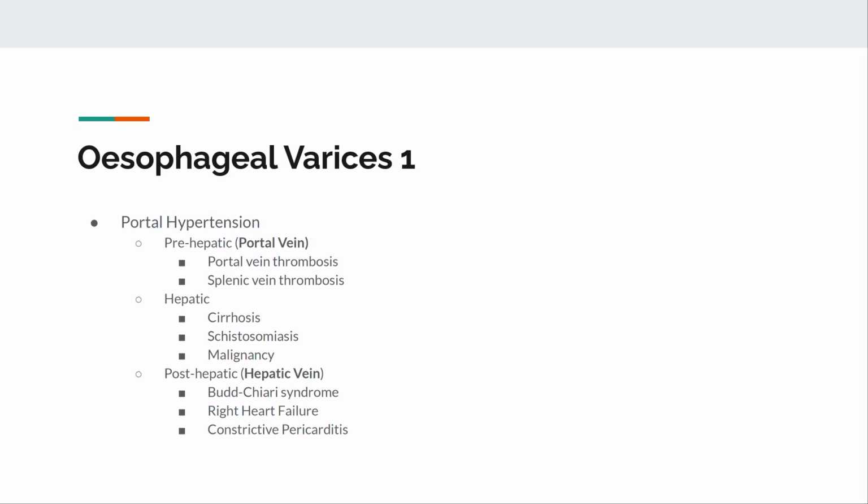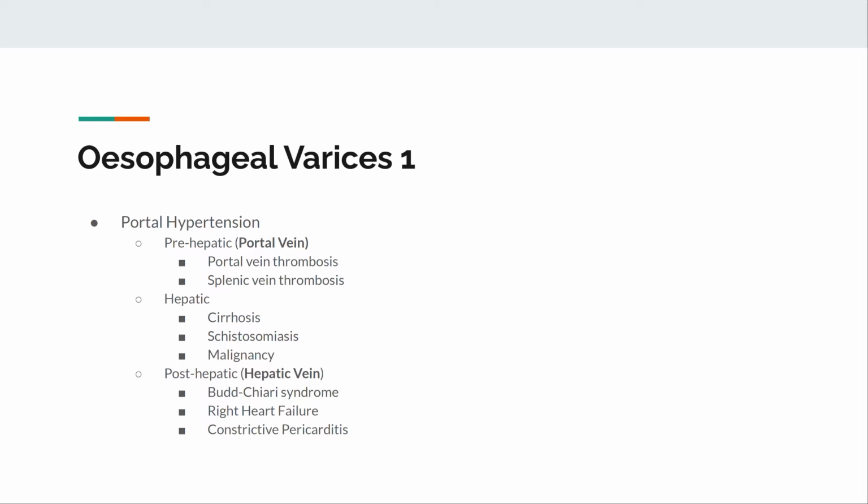So there's things like Budd-Chiari syndrome, or Chiari, however you want to say it. Read a little bit more about that because it comes up quite a lot. Right heart failure and constrictive pericarditis. So these are the things to do with blood getting from the liver back to the heart. Those are the posthepatic obstructions.